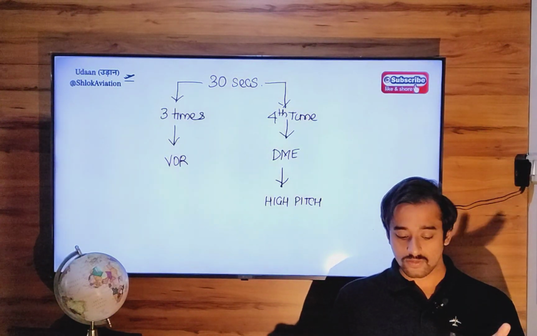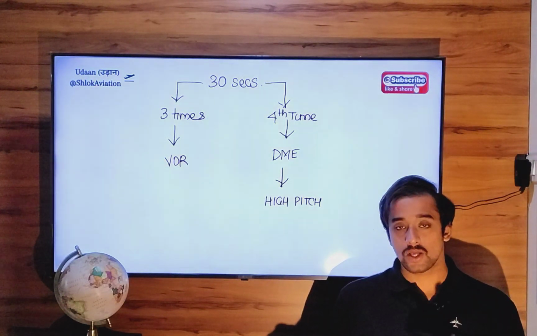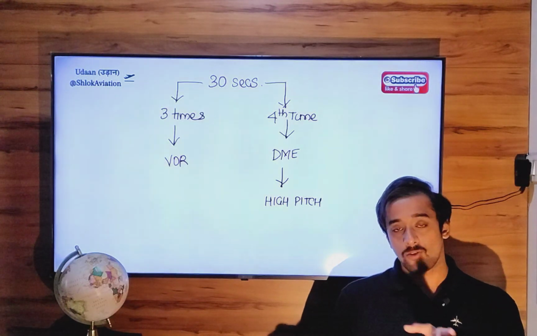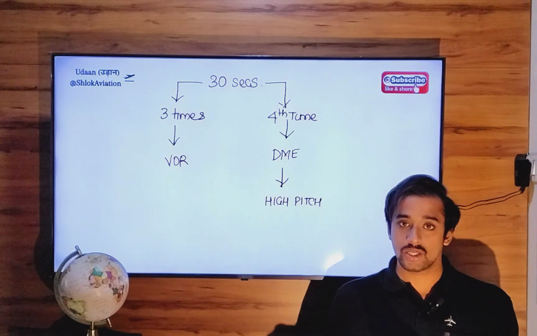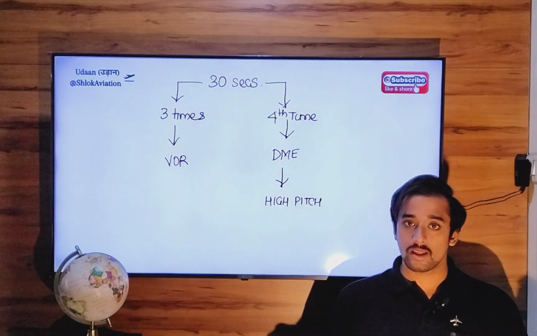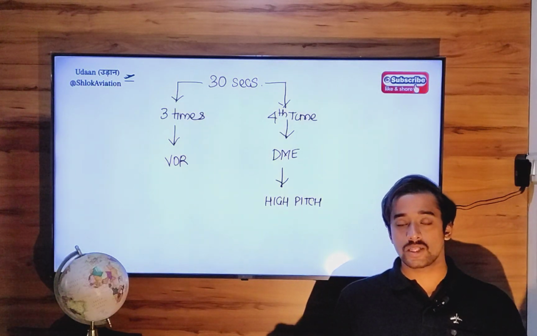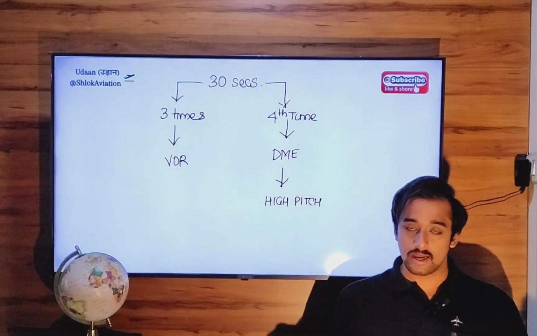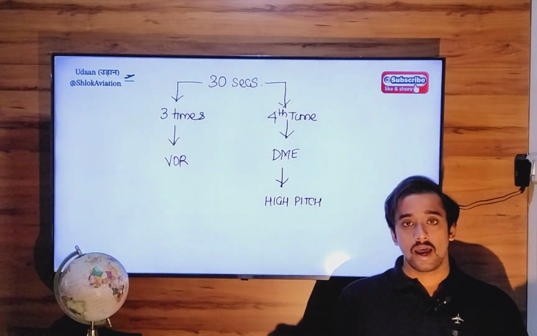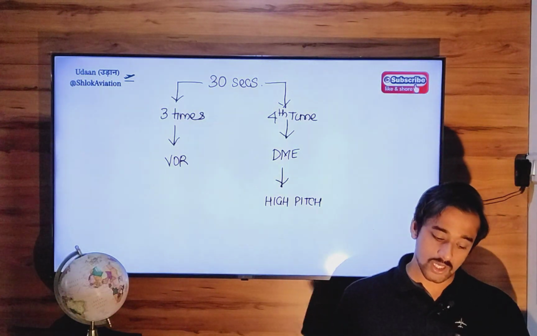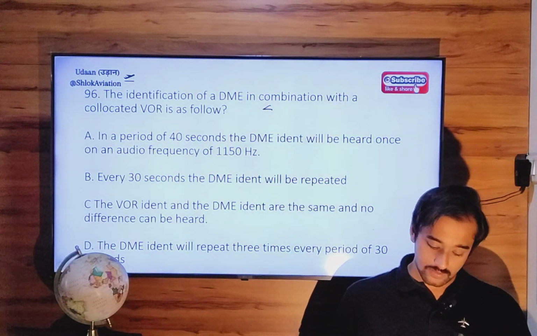So when VOR and DME stations are co-located, for the first three times you will hear the code of VOR, and towards the end of that identification, you will hear the code of DME, at a high pitch tone. So the VOR Morse code you will hear three times back to back, and for the last time only one time you will hear the Morse code identifier of a DME station at a higher pitch tone. Okay, so this is how you differentiate. So the correct option will be option Alpha.